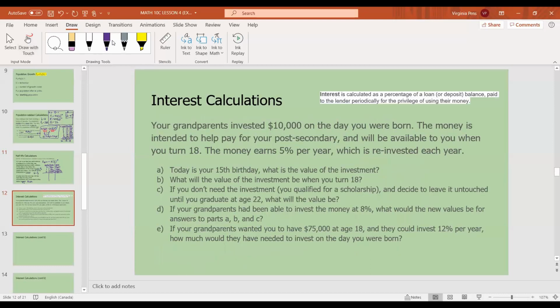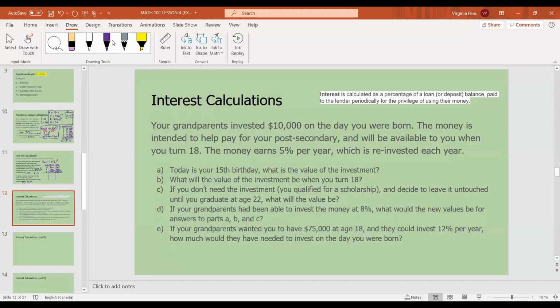All right. Interest calculations. This is a really long question, but we're going to try to zoom through it. Interest is calculated as a percentage of a loan. Basically, say you're borrowing money from the bank. You borrow $100, and if the bank just lent out money to everyone for no reason, they would be losing money. But that's not the case, because banks want to make money, right? So they charge interest, usually monthly, for the money that you borrow from them.